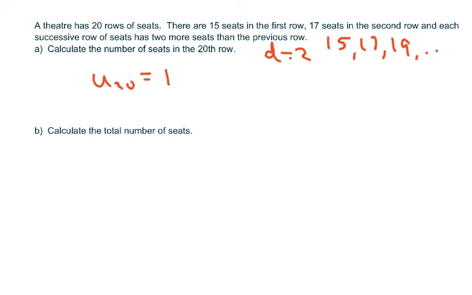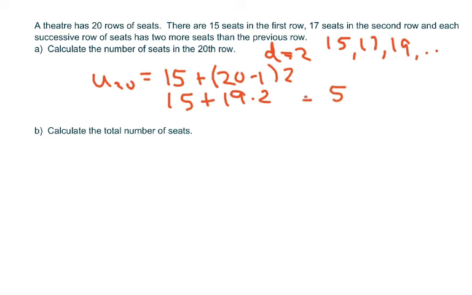equals my first term plus 20 minus 1 times 2. So that would be 15 plus 19 times 2, which equals 15 plus 38, which equals, I believe, 53.